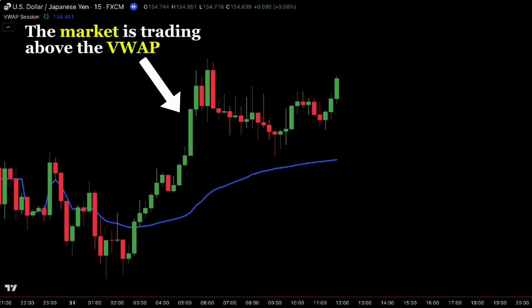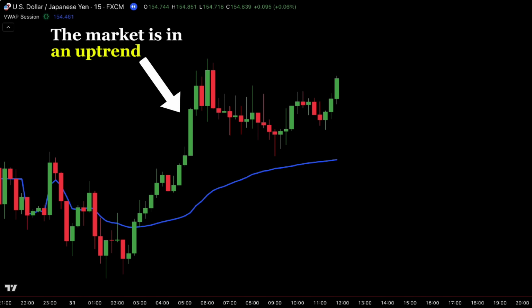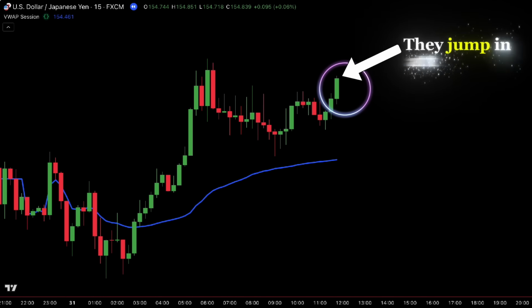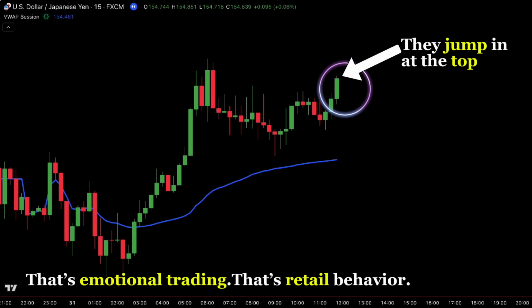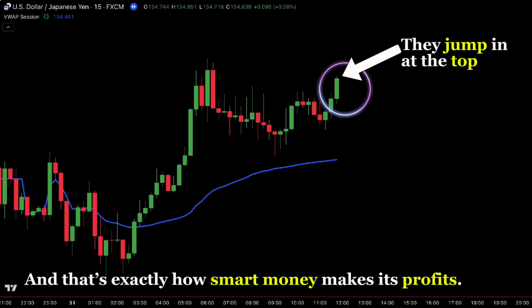This time, the market is trading above the VWAP. When price stays consistently above the VWAP, that tells you one thing: the market is in an uptrend. And now, the VWAP becomes something even more powerful. It's not just fair value, it's your dynamic support level. But here's where most traders mess up. They see the green candles flying, they panic, and they jump in at the top. That's emotional trading. That's retail behavior. And that's exactly how smart money makes its profits.